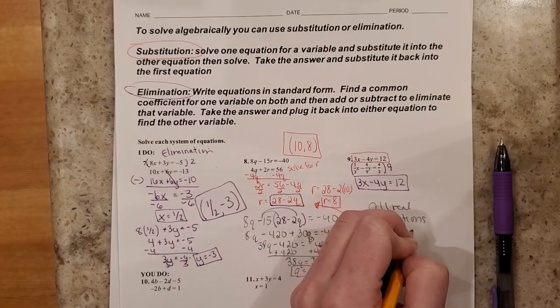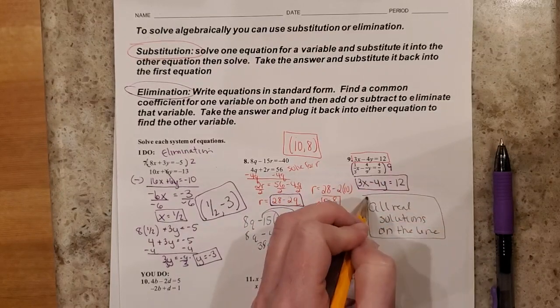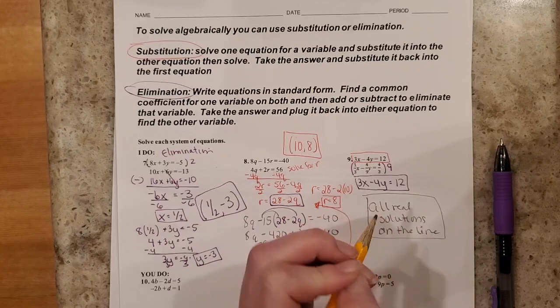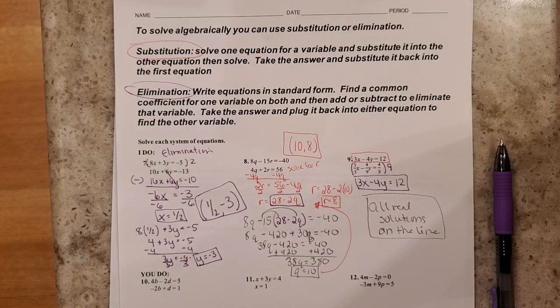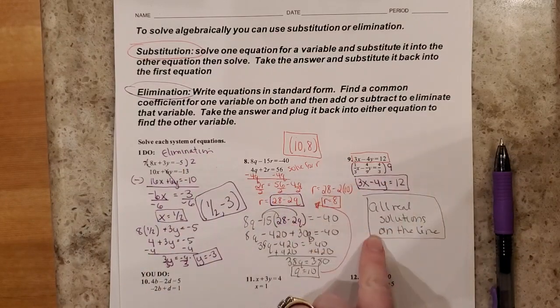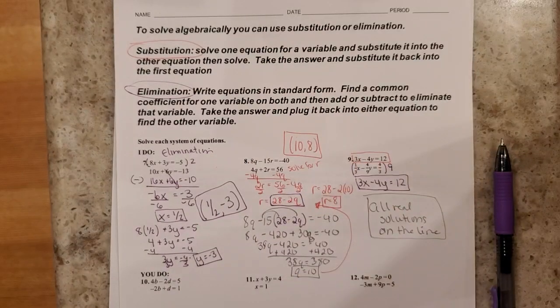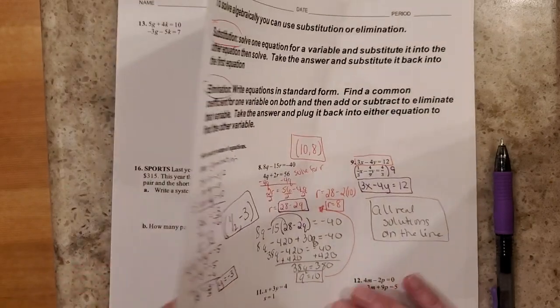on the line. So if I graph this line, any number on the line will be a solution to the graph. Okay, so all values on the line, all real solutions on the line, whatever you want to think about. If I were to graph this line, every answer would be the same because they're the same line. Now you're going to do the you do part for the rest of the problems.